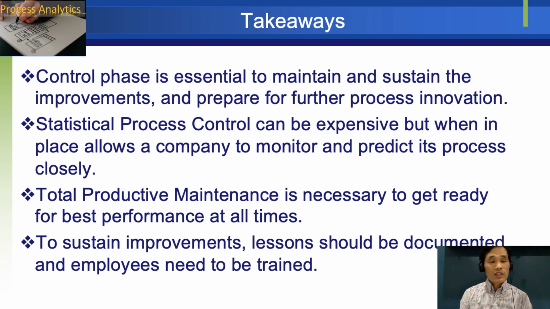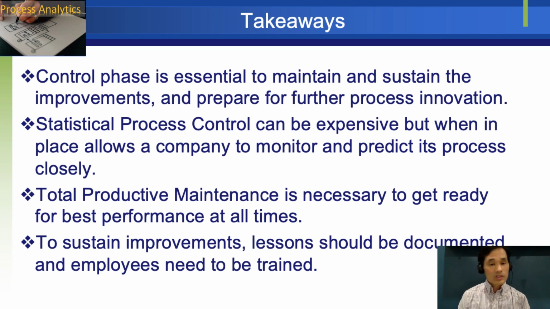In conclusion of this control phase, we learned several things. First, control phase is essential to maintain and sustain the improvements and prepare for further process innovation. Control phase should be taken seriously and well planned and implemented. Second, statistical process control chart can be expensive, but when in place allows a company to monitor and predict each process closely. That's why it is being used, and there are so many kinds of them, and we learned that.